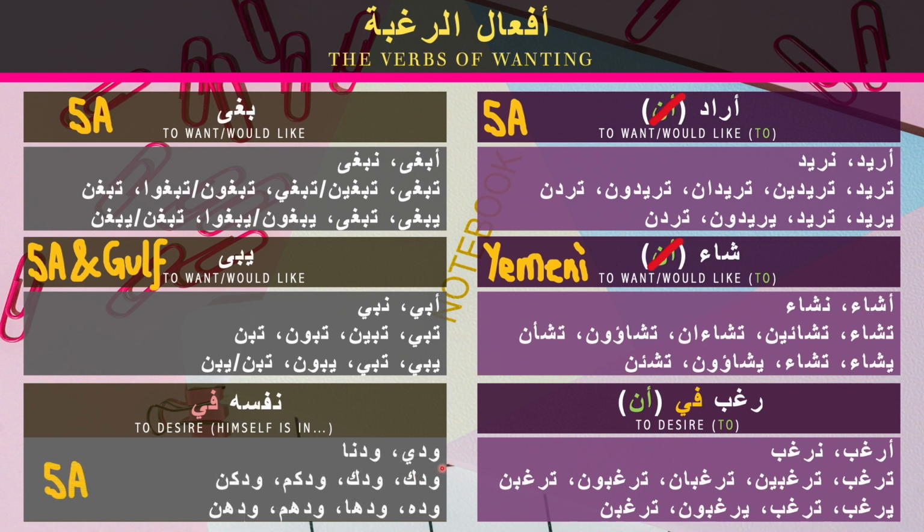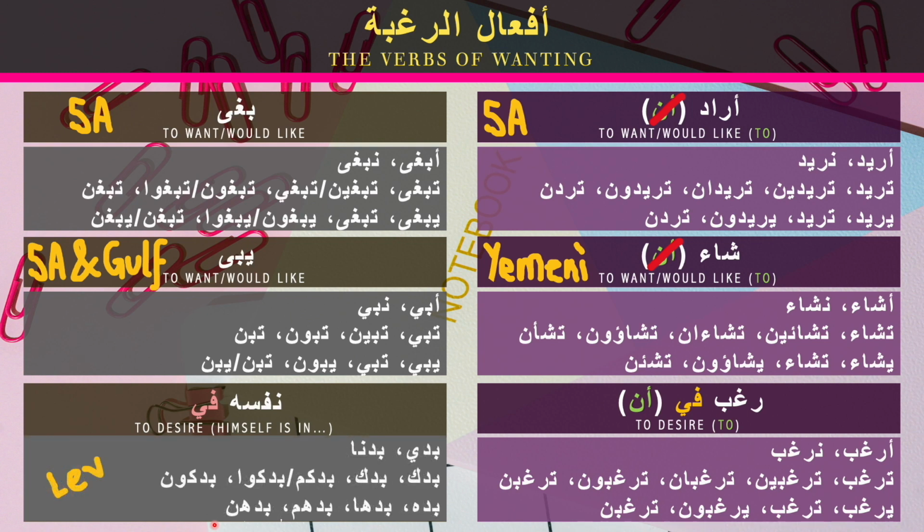The next one is highly used in Saudi Arabia. So ودي ودنا ودك ودك ودكم ودكن ود ودها ودهم ودهن. The next one is highly used in Levantine. بدي بدنا بدك بدك بدكم or بدكو, depending on the dialect.